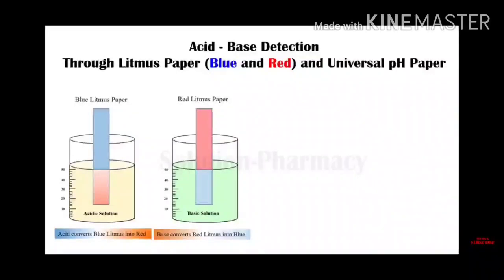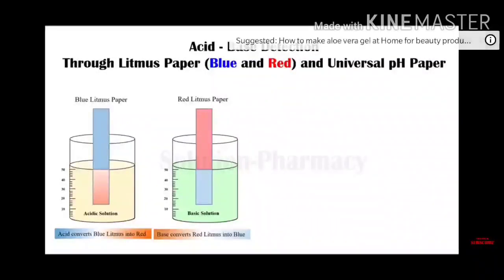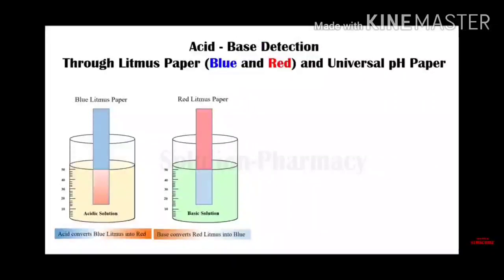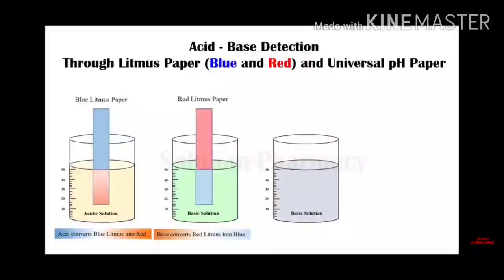Now red litmus paper and blue litmus paper are good acid base indicators, but there is another type of indicator which is called the universal pH paper. What it can do is, the same paper can be used to detect the acidity or the basicity. So let's see how it works. It is slightly different from the blue or red litmus paper. We will take a solution and find out whether the given solution is basic or acidic. Here we have taken a basic solution, for example.